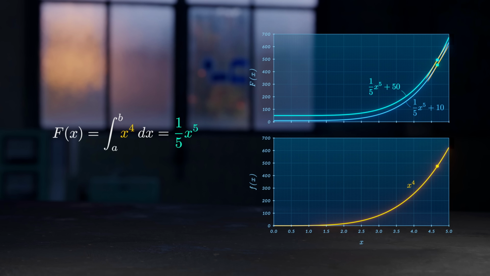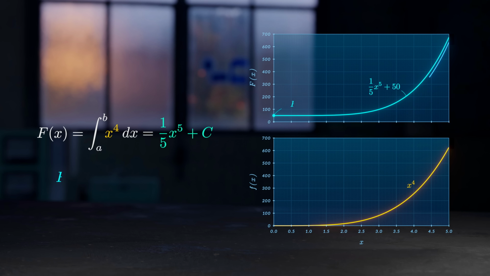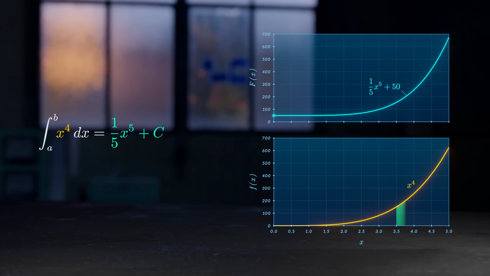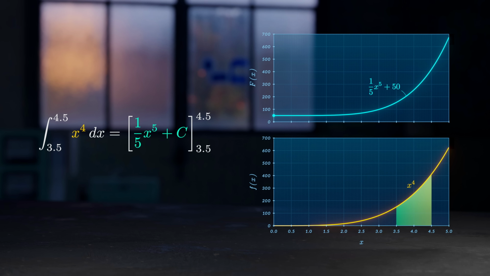For this reason, when integrating, an additional term, the constant of integration, needs to be added to account for any constant that might have been lost. If we know the value of the original function at a particular point, we can use that to find the value of c. And with the antiderivative now defined, we can calculate the integral between two limits by taking its value at the upper limit and subtracting its value at the lower limit.